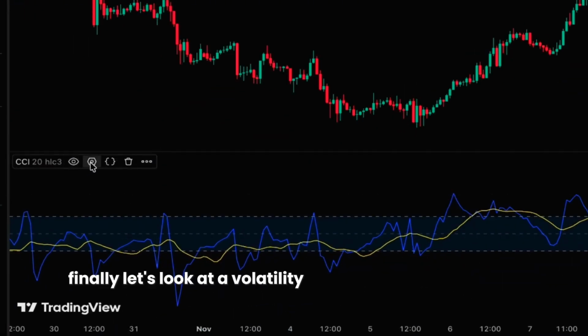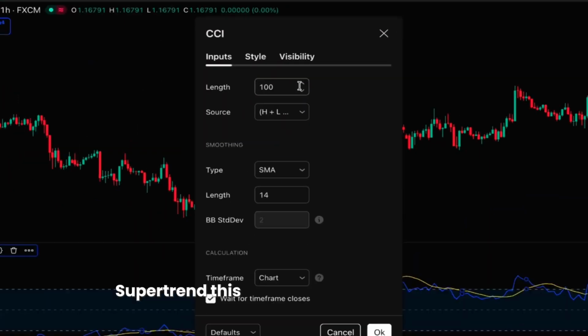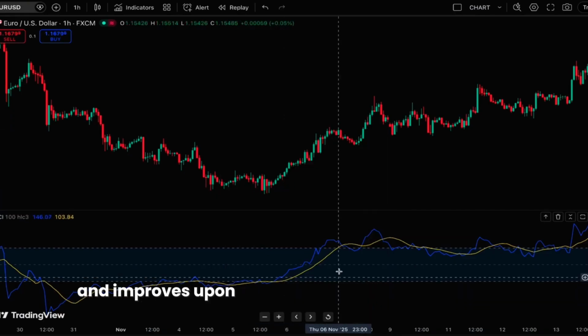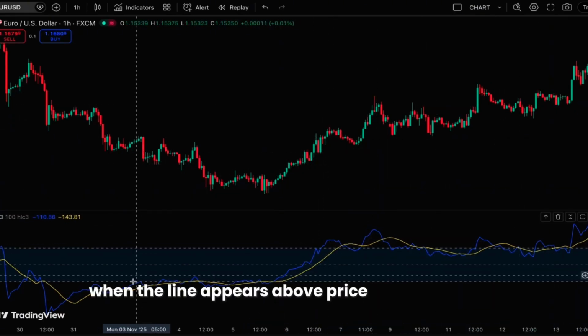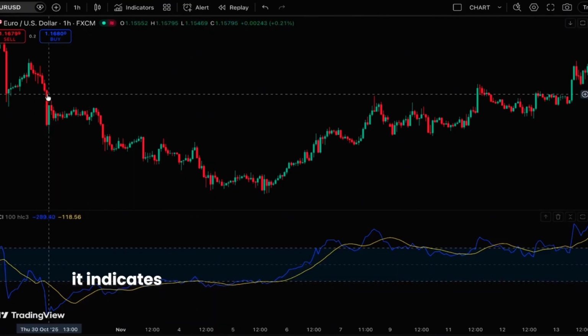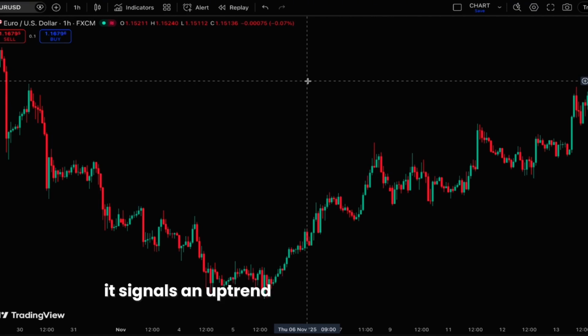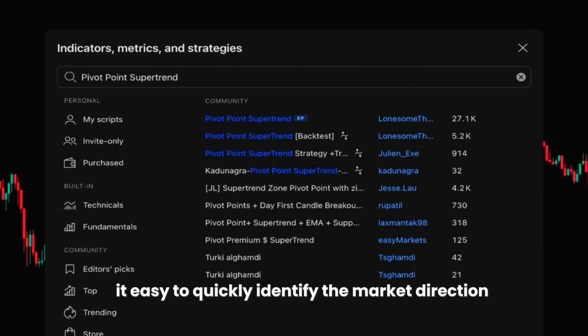Finally, let's look at a volatility-based indicator called Pivot Point Supertrend. This tool uses ATR in its calculation and improves upon the traditional Supertrend indicator. When the line appears above price and is colored red, it indicates a downtrend. When the line is below price and turns green, it signals an uptrend. This visual approach makes it easy to quickly identify the market direction.